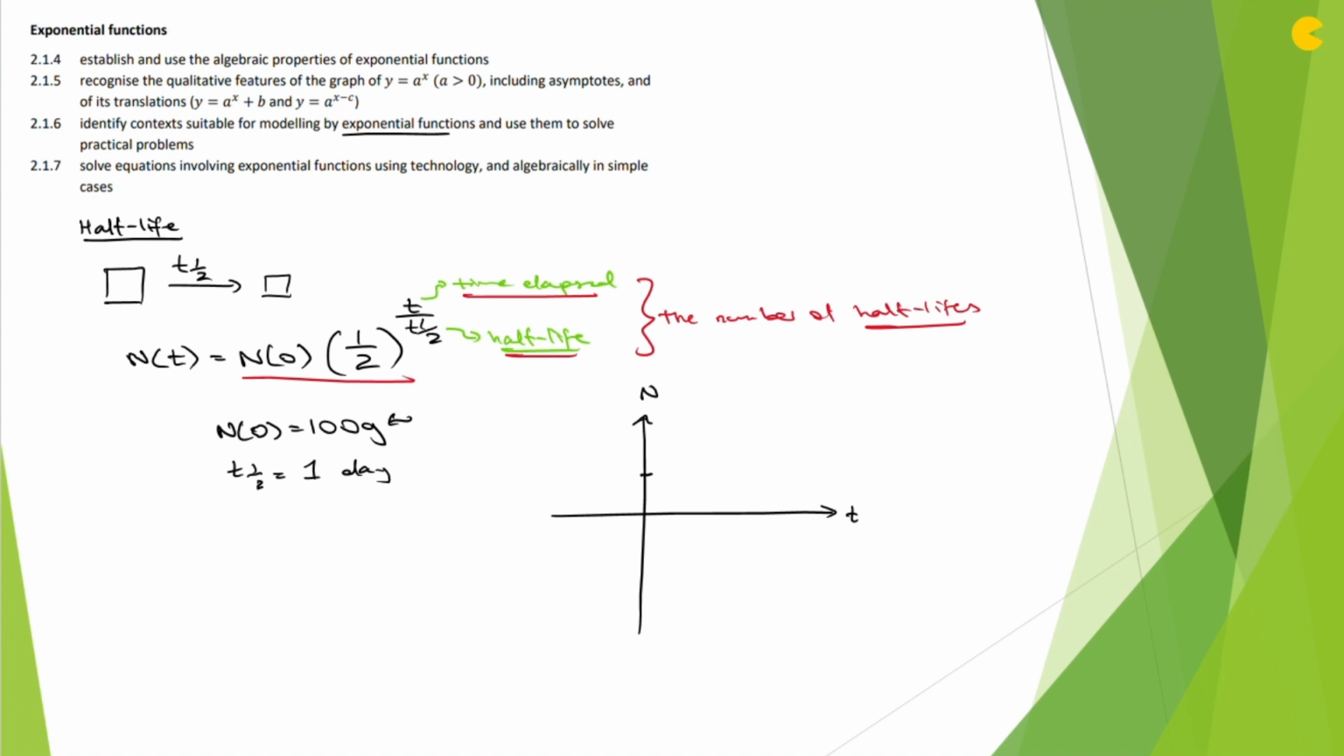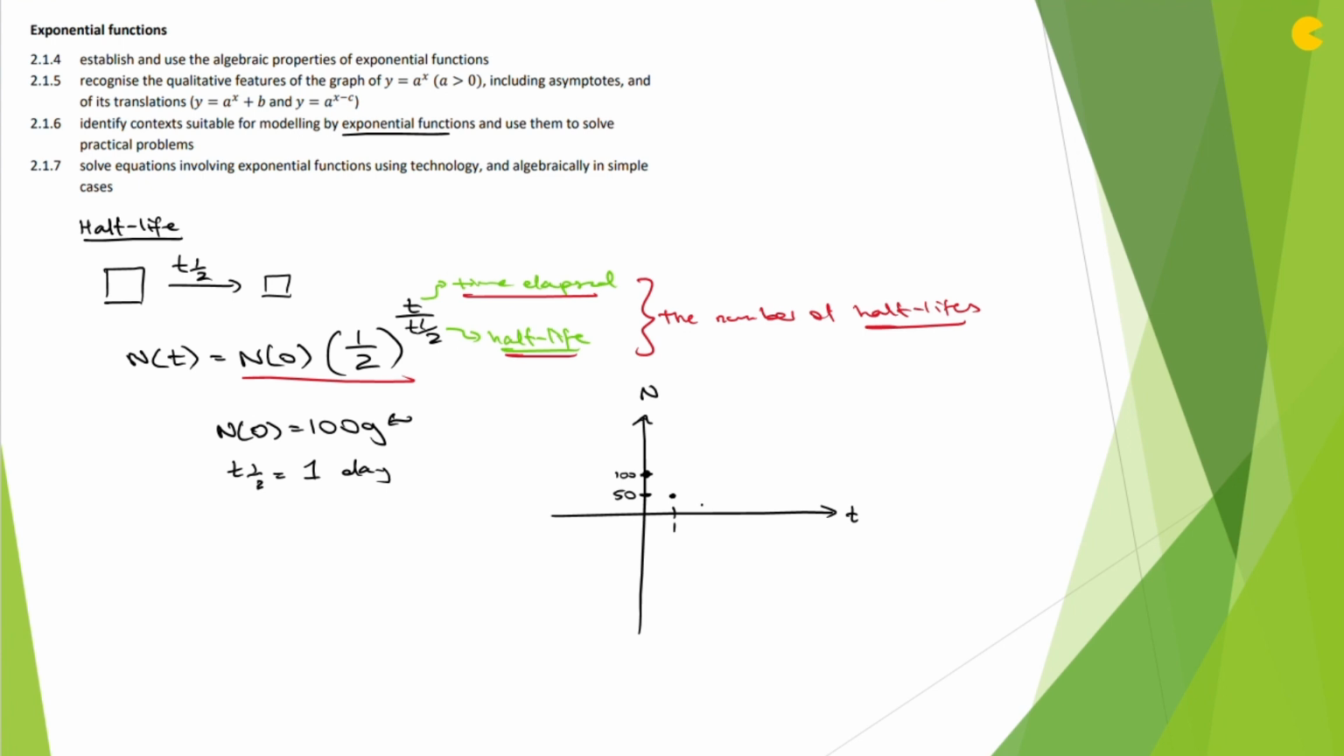So now if we look at time elapsing in the positive direction, let's say one day has elapsed. What happens is we have 1/2 to the power of 1 divided by 1, and so we have 1/2 times 100. So after 1 day, we will have half the amount we initially had remaining. And so this is after 1 day.